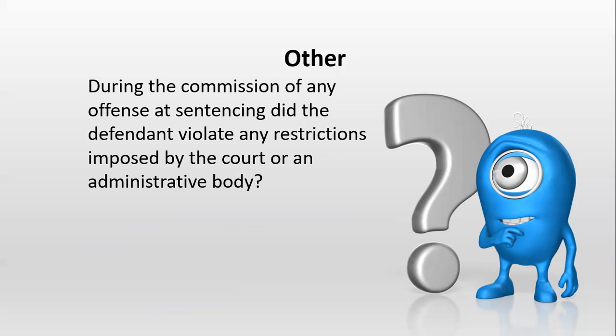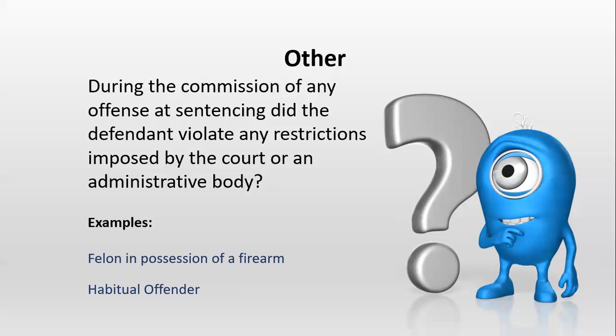They would also be assigned points for other for legally restrained if, during the commission of any offense in the sentencing event, the defendant violated restrictions that were imposed by the court or an administrative body. For example, if possessing a firearm by a convicted felon is part of the sentencing event, the defendant will always pick up points for being legally restrained because they were not supposed to have a firearm due to being a felon. The same goes for habitual offender. If habitual offender is part of the sentencing event, the defendant will always pick up points for being legally restrained because they violated a restriction imposed on them by an administrative body, and that was that they could not drive.